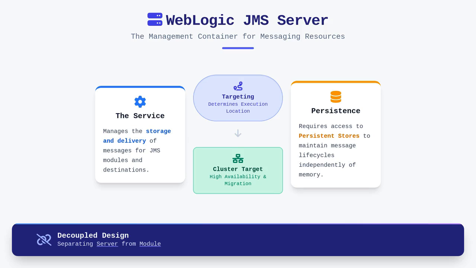This procedural separation of the JMS server from the JMS module is a fundamental design choice in WebLogic to allow for granular control over resources. By decoupling the container from the message definitions, you gain the flexibility to redistribute messaging load across different hardware nodes without modifying the application code or the module definitions themselves.